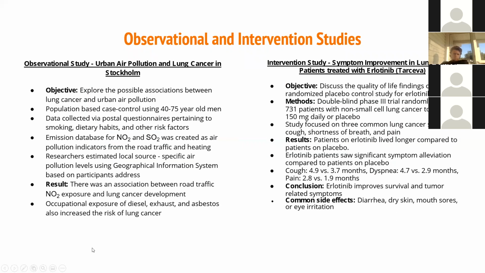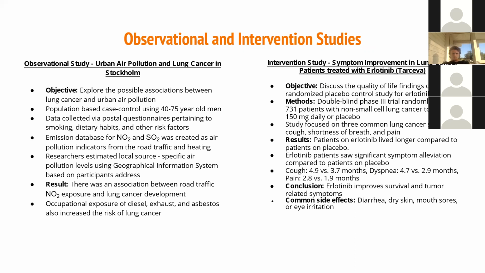Now for the observational intervention studies, the first observational study was titled Urban Air Pollution and Lung Cancer in Stockholm. The objective was to explore the possible associations between lung cancer and the urban air. For the methods, it was a population-based case control study that used 40-year-old to 75-year-old men. The data was collected via postal questionnaires, and it talked about risk factors that all the males were exposed to.